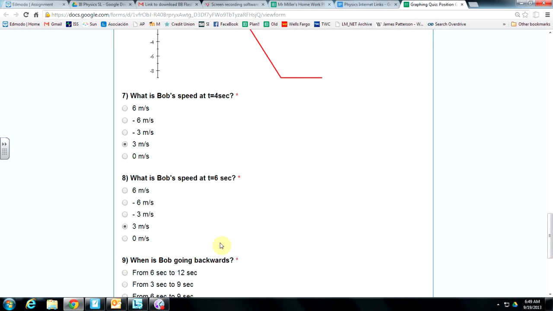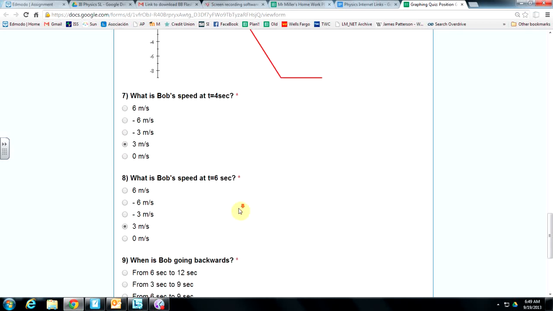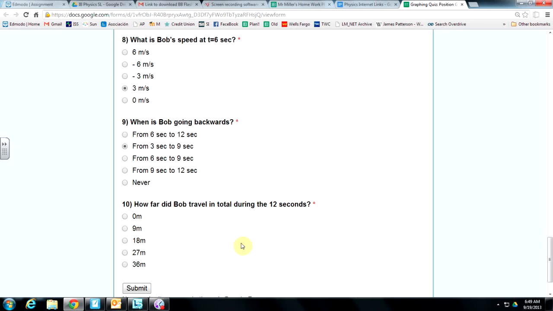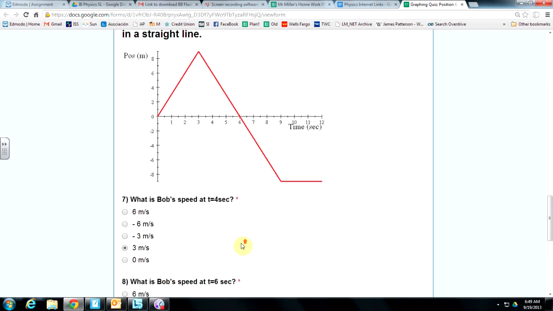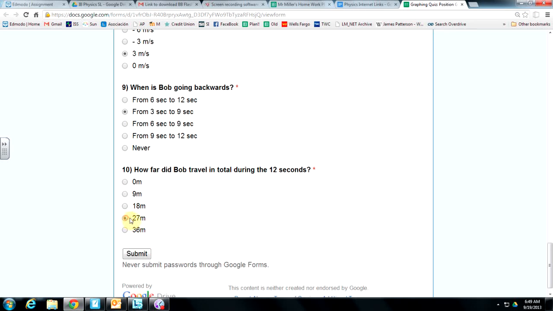When is Bob going backwards? He's going backwards whenever his velocity is negative, and we saw earlier that's from 3 seconds to, say, 9 seconds, which appears to be this one. And then how far did Bob travel during the 12 seconds? So the total distance traveled during 12 seconds. He went from 0 up to 9, so there's 9. Then he went from +9 all the way back to -9, and then he stood still. So it looks like a 9 plus an 18. So I guess we'll say 27.